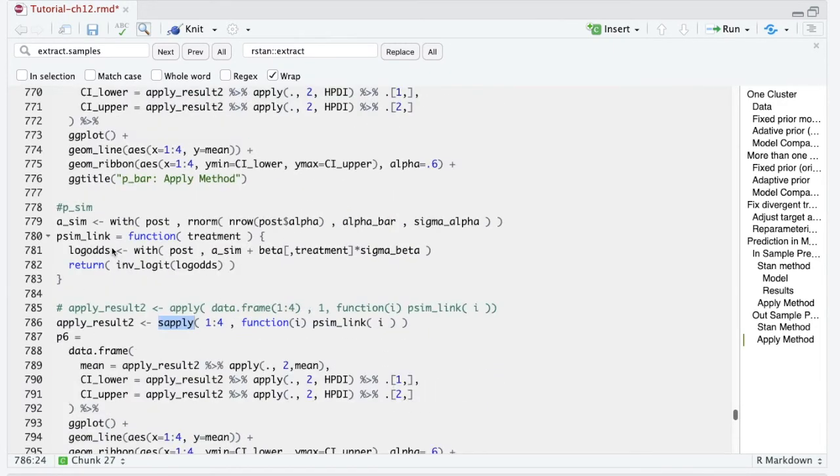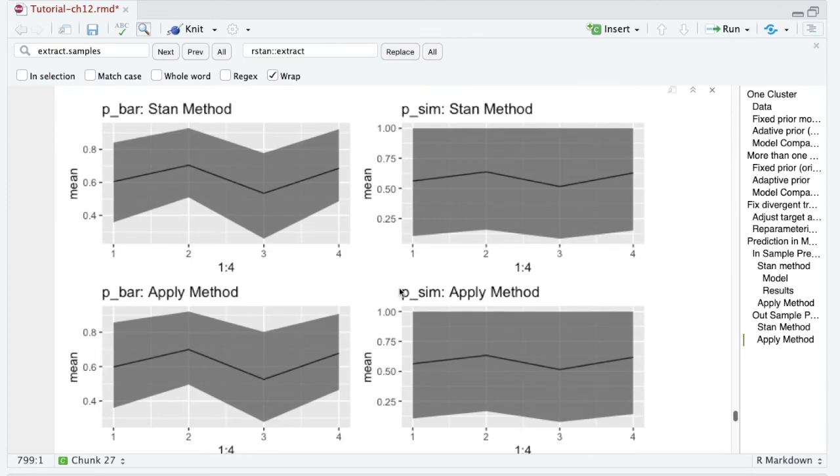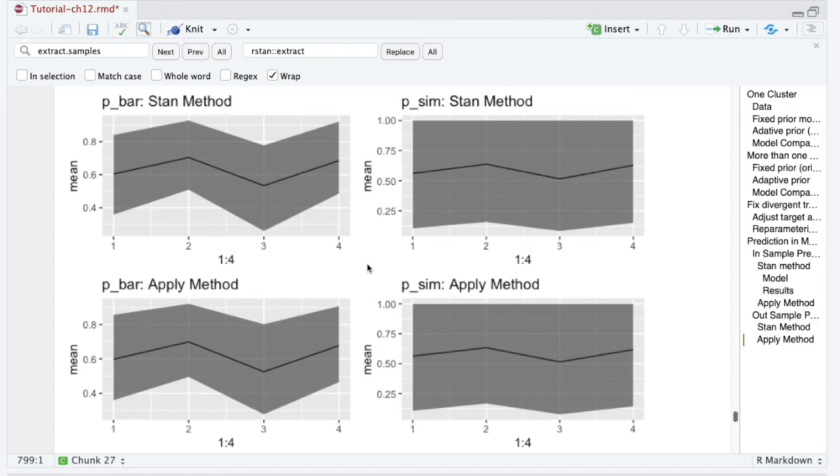And we can put our customized link function into apply or sapply. This is the last graph of this tutorial. I compare two ways of making two kinds of predictions to convince you that all these methods are the same.